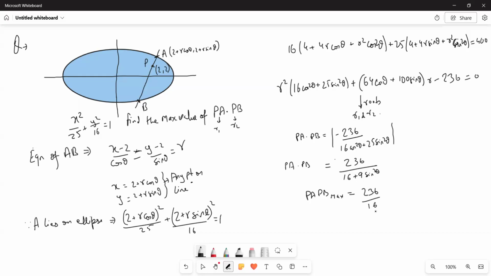Which will reduce to what? 5. Does it reduce to anything? 59/4. 59 उससे by 4 ज्यादा है. नहीं. हाँ हाँ ठीक है, 59 by 4 हो जाएगा.